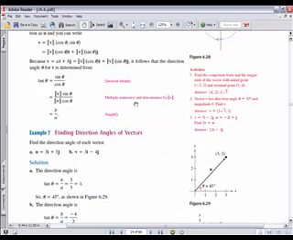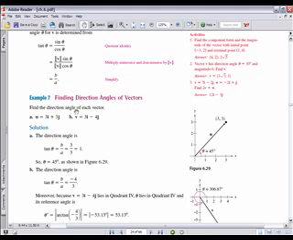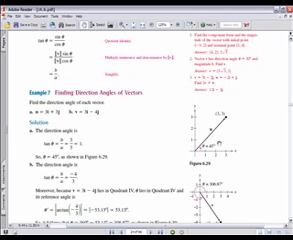And with that, what we can do is find a direction angle for this vector, because the direction angle is from the horizontal going in the positive theta direction, counterclockwise. We can find that angle by doing the inverse tangent of the j component divided by the i component. So here we get 45 degrees.